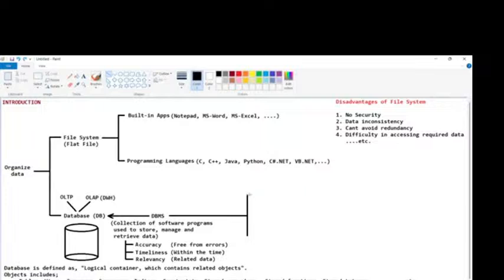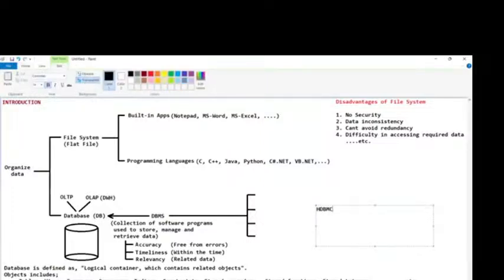Yes, this is one category. This is second category. This is third category. And this is fourth category. Yes, total four are there. How do you describe them? Yeah, you can say now one as HDBMS, NDBMS, RDBMS, ORDBMS.